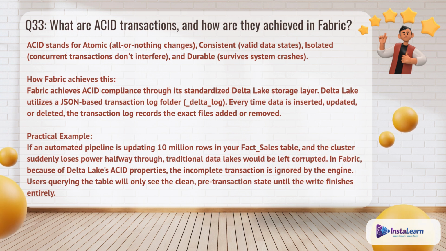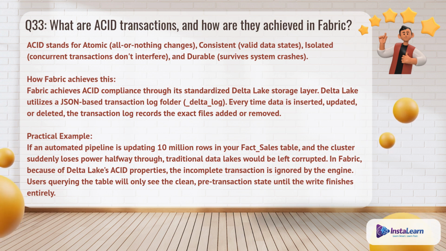Q33. What are ACID transactions, and how are they achieved in Fabric? ACID stands for atomic, all or nothing changes; consistent, valid data states; isolated, concurrent transactions don't interfere; and durable, survives system crashes. How Fabric achieves this? Fabric achieves ACID compliance through its standardized Delta Lake storage layer. Delta Lake utilizes a JSON-based transaction log folder, _delta_log. Every time data is inserted, updated, or deleted, the transaction log records the exact files added or removed.